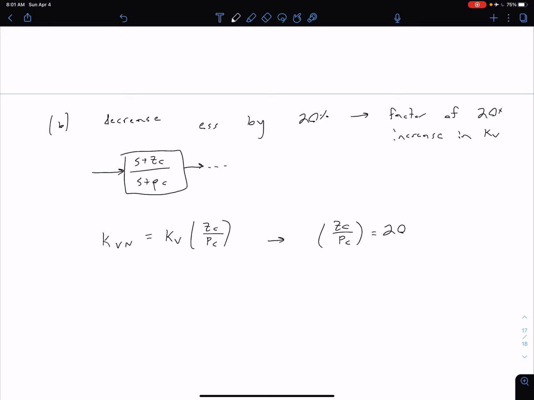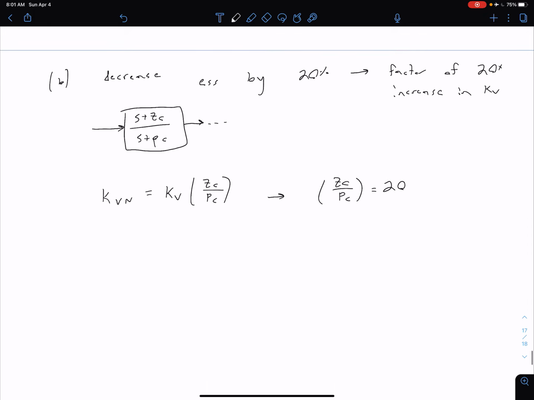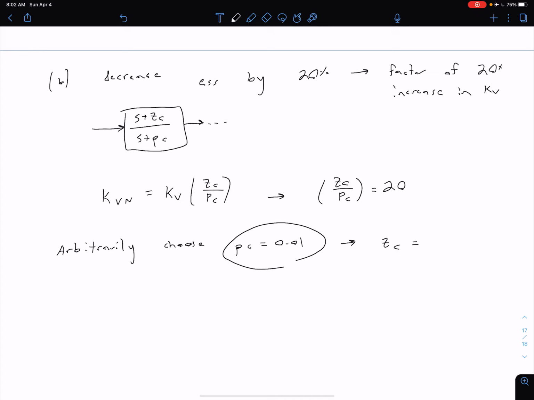From here, we have two variables to choose, so we can just arbitrarily choose one. Let's arbitrarily choose a pole location, our PC, to be at 0.01. With our PC at 0.01, that means that our ZC is at 0.02 in order to get that ratio, or that factor, to be 20.